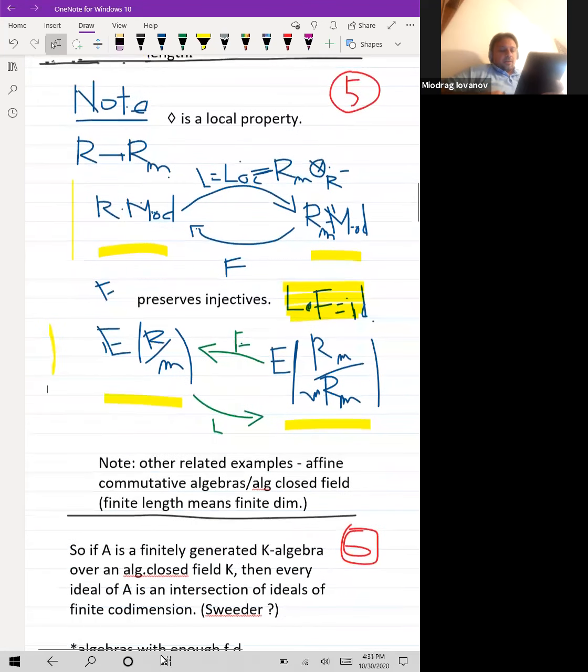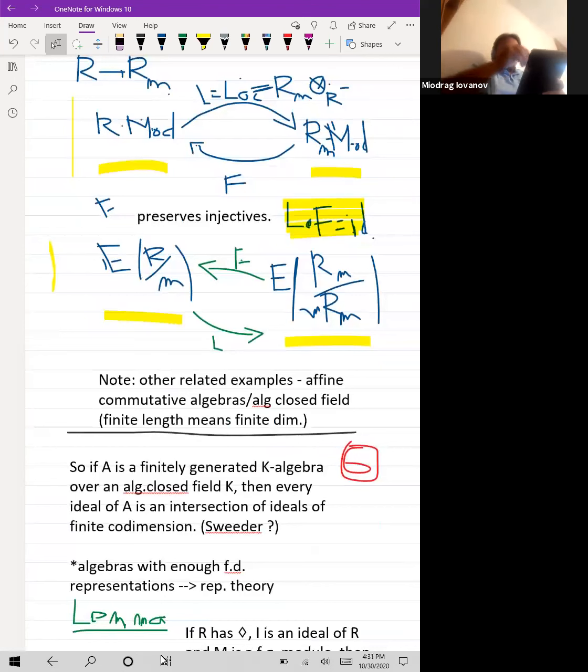And here's another example which I found interesting, also because it was very late when I realized that this is actually true. If you take a finitely generated K-algebra, let's say a commutative finitely generated K-algebra, a quotient of a polynomial ring by some ideal, over an algebraically closed field, then every ideal of A is an intersection of ideals of finite codimension, so ideals I such that A mod I is finite dimensional.